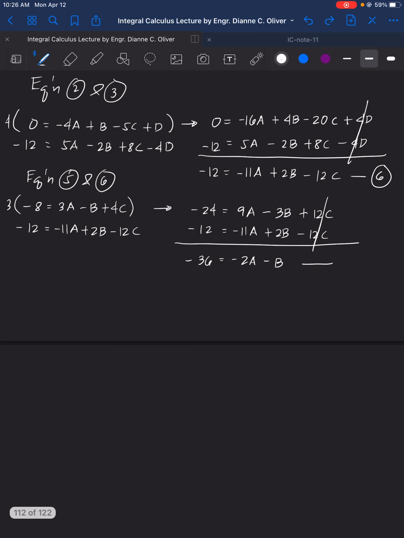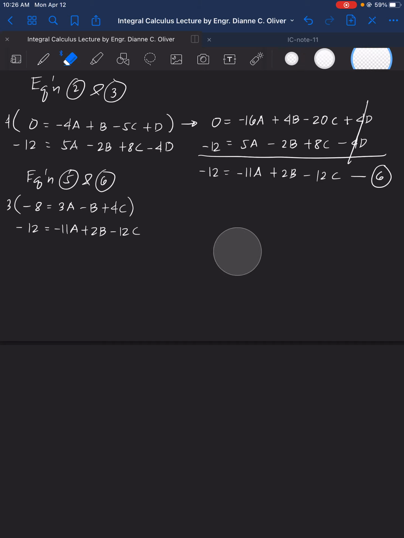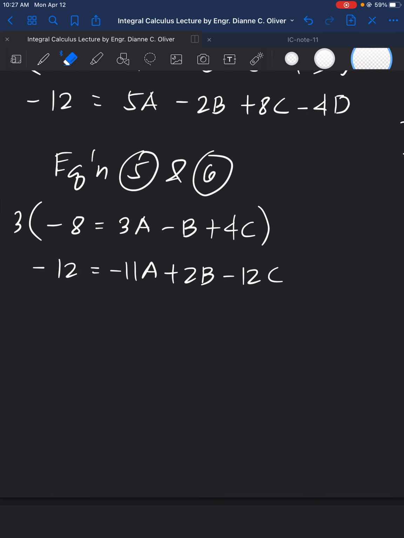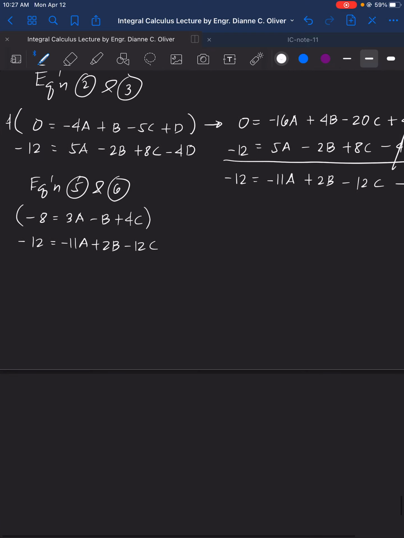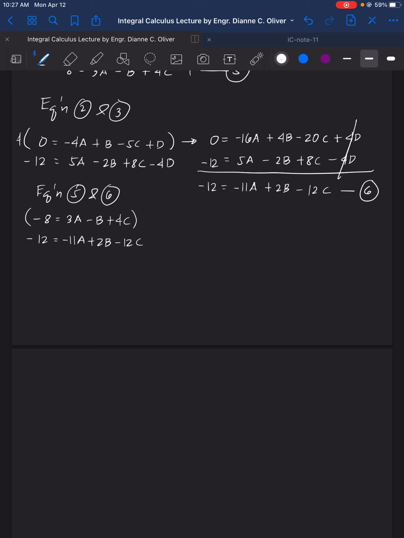Okay, so let's have a faster solution by eliminating B. So instead of multiplying by 3, what we need to do here is multiply equation 5 by 2. So multiplying it by 2, we can eliminate B. I did not see it immediately, but at least we can use this as a faster way to solve this.